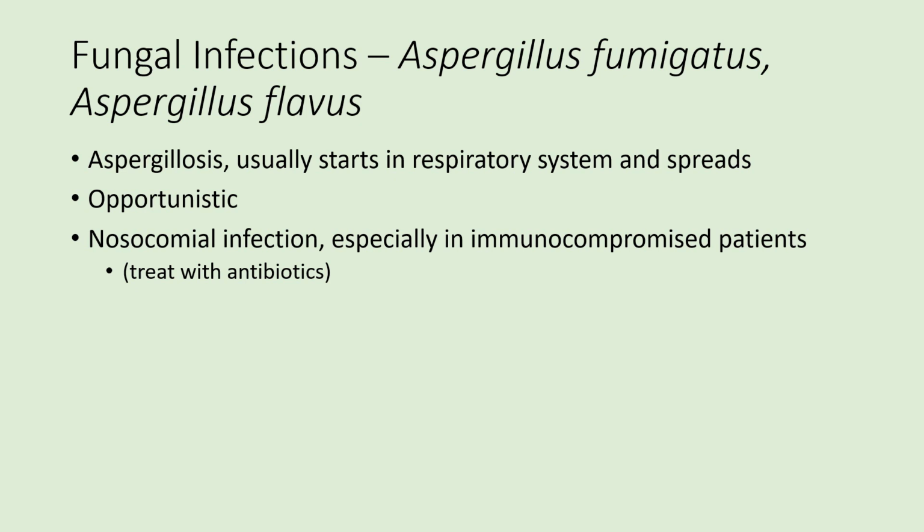Aspergillus fumigatus and Aspergillus flavus are causative agents of aspergillosis, which usually starts in the respiratory system, but then it can spread. It's opportunistic, so in most cases, most people it won't bother, but once again, like I say, you open the door and allow it in, allow it to spread, then you can have a problem.